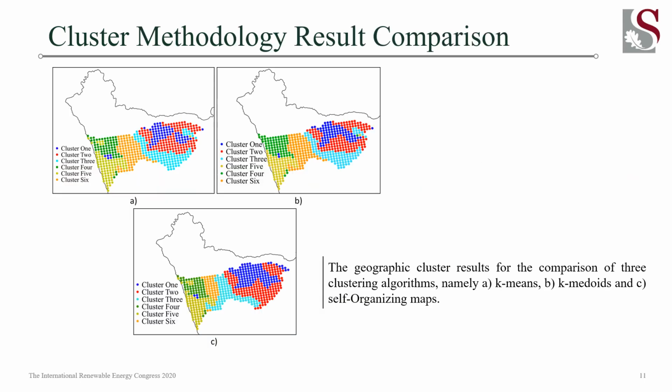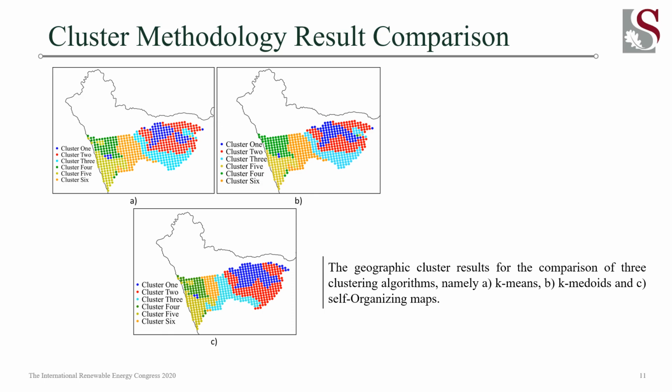Now here we have a quick look at the cluster methodology result comparison, and we compare the clustered maps obtained with the self-organizing maps approach with the results obtained for the popular k-means and k-medoids algorithms. Now, overall, the results show fair correlation, and the self-organizing maps and k-means results correlate well for the lower and coastal levels. Now these results provide a visual validation tool for comparing the performance of the self-organizing maps approach with the k-means and the k-medoids methods for clustering wind speed profiles.